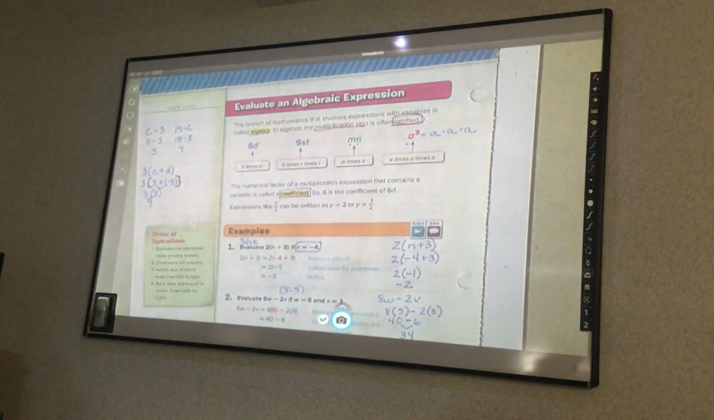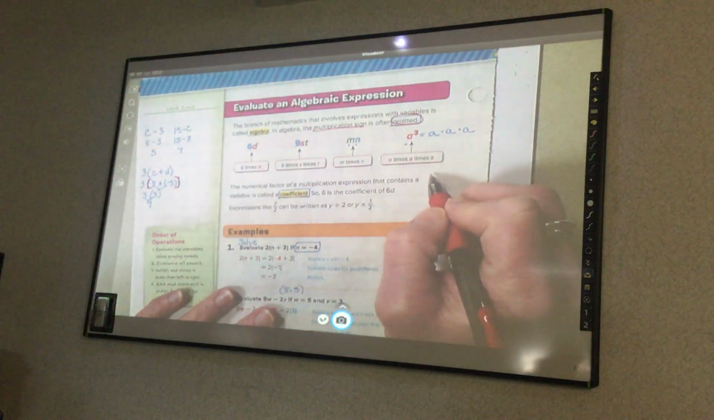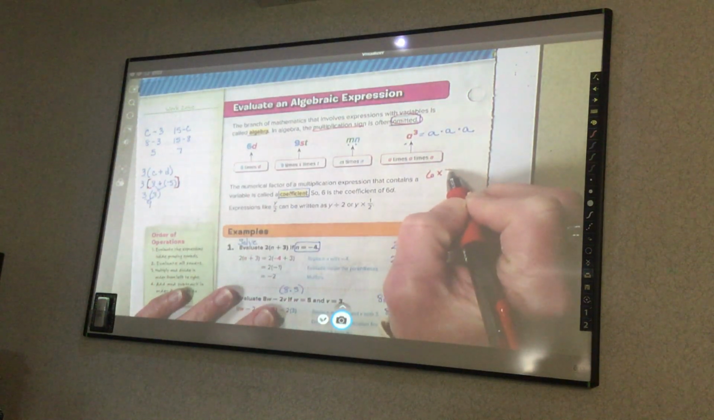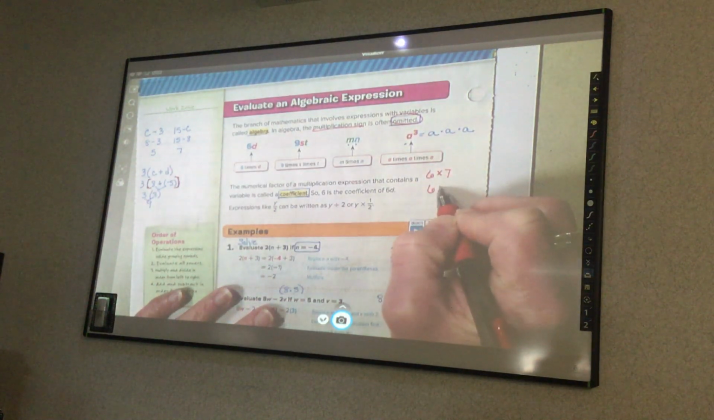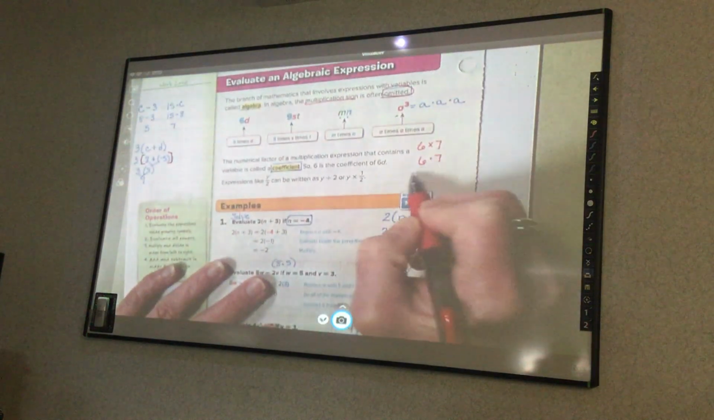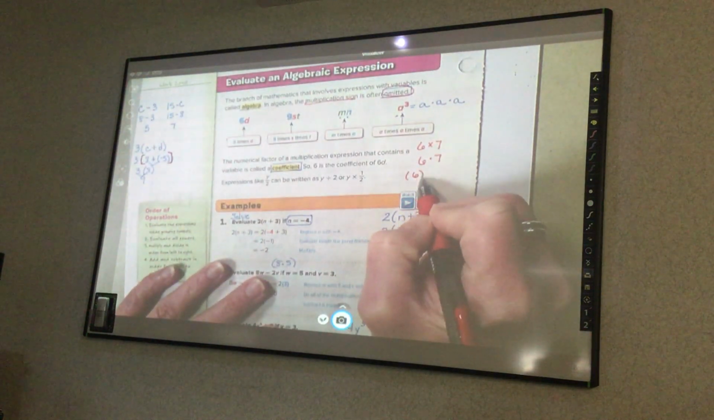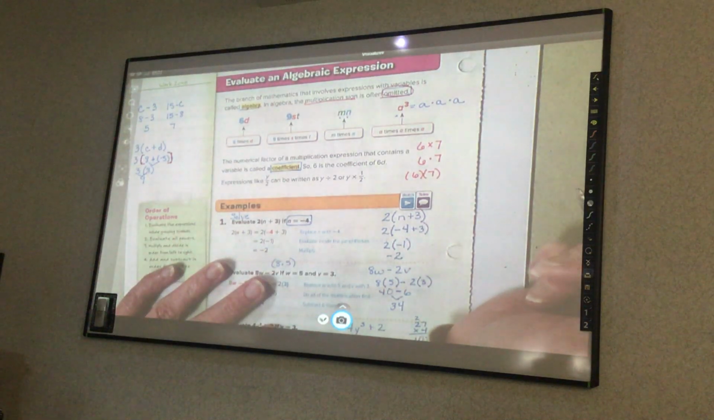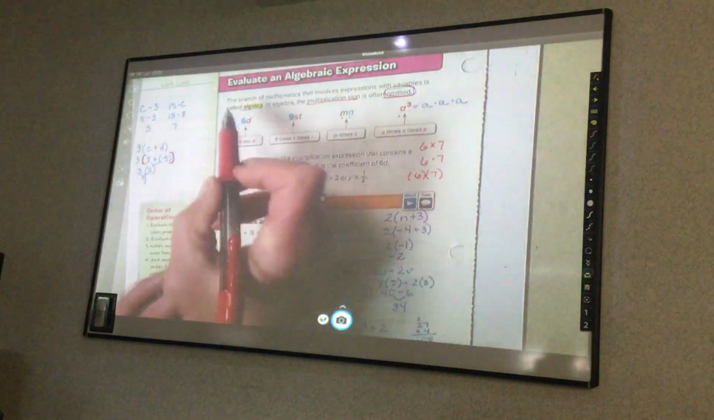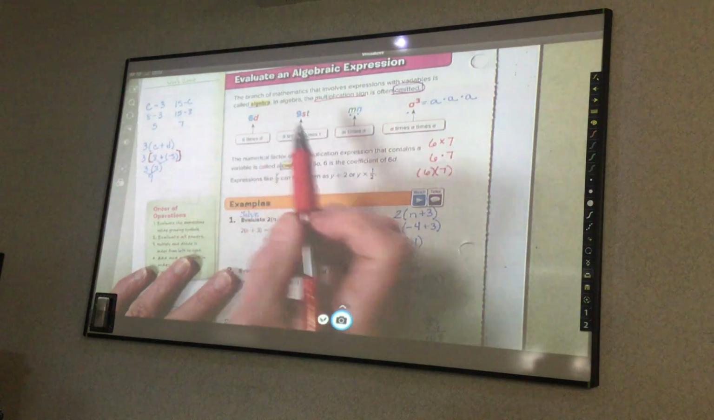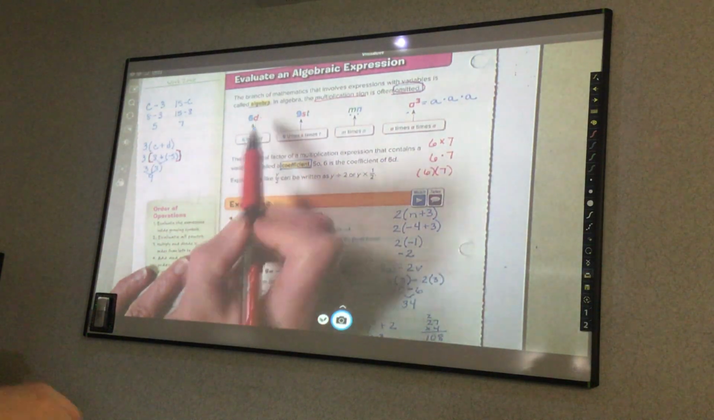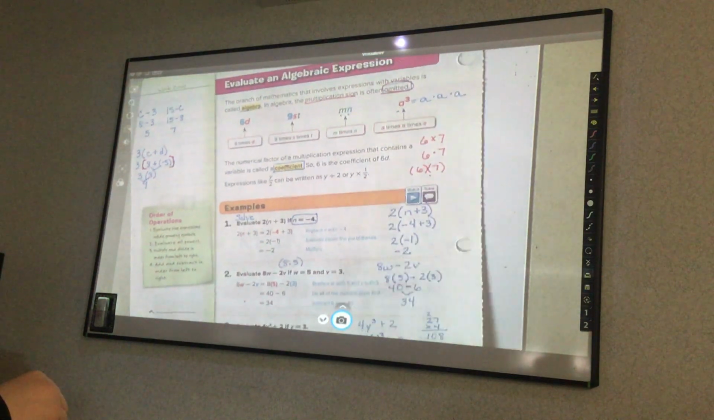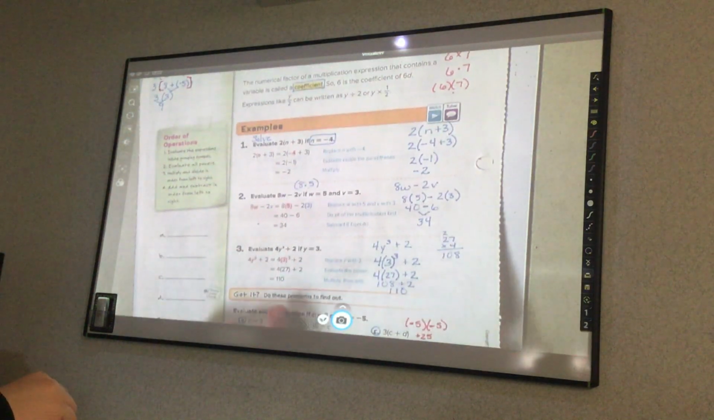One other thing that I want to mention to you, in algebra, instead of writing 6 times 7, we write it as 6 times 7 with the parentheses. Do you guys understand that? Yes. Okay. So when they give you a number for D to replace it, we would write it like this. Then we did a bunch of examples yesterday.